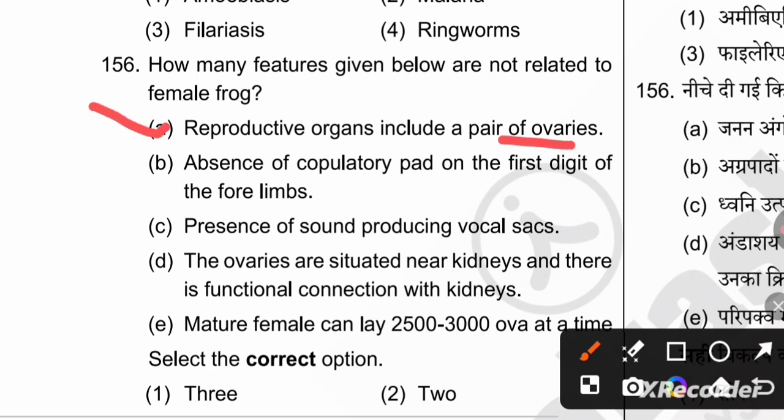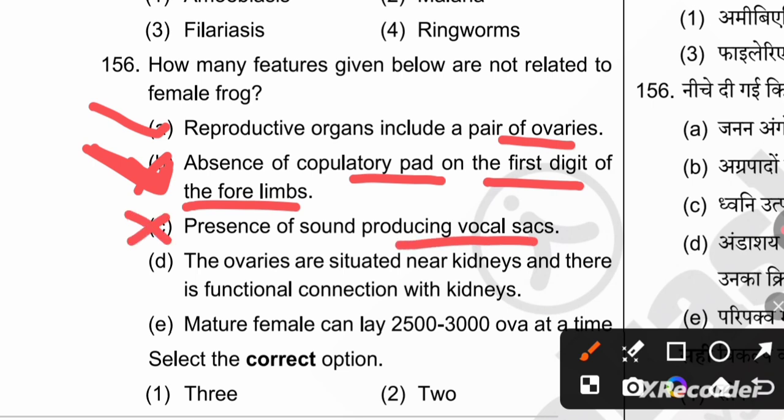Then absence of copulatory pad is on the first digit of forelimb. So copulatory pad is usually present in male frog. So this is not the feature of female frog. Presence of sound producing vocal sac is in male frog, not in female frog.